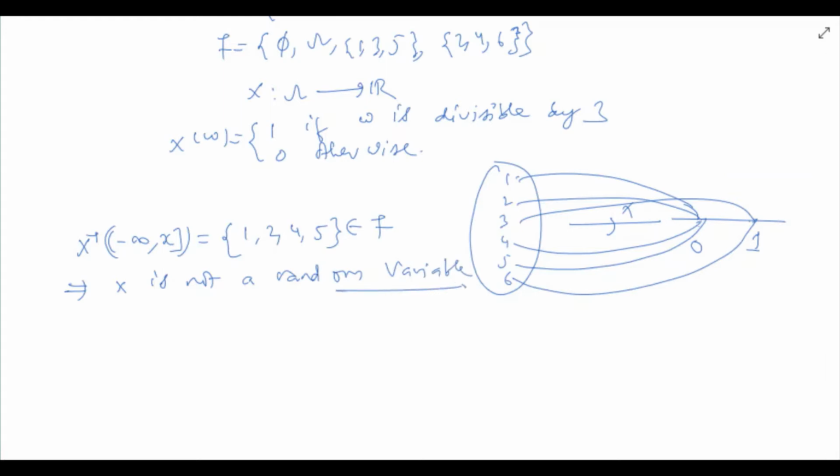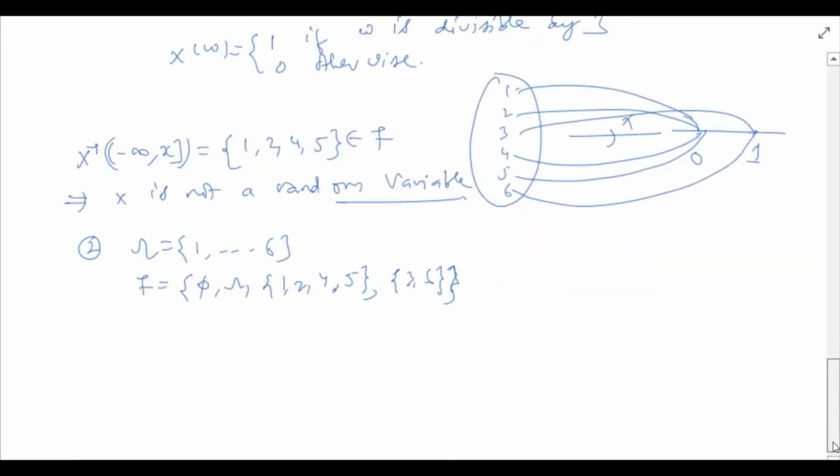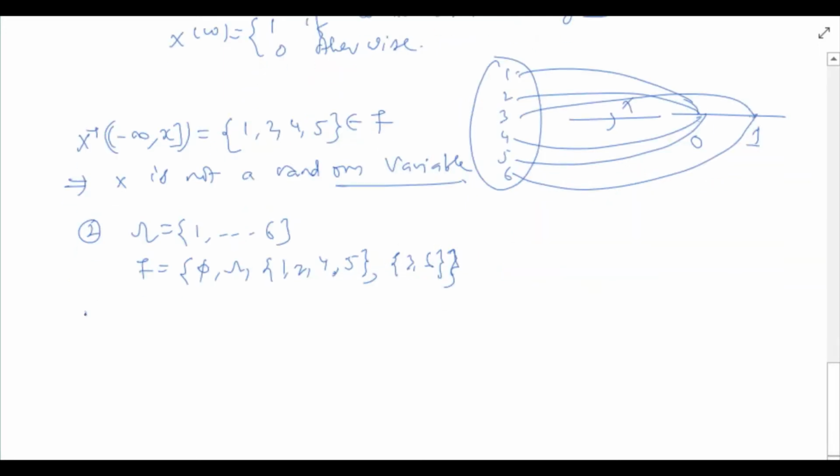However, let's consider the following example. Again, as before, omega is {1, 2, 3, 4, 5, 6}, but the event space now is {empty set, whole set, {1, 2, 4, 5}, {3, 6}}. Now it can be checked that for any small x on the real line, the pre-image of the set (minus infinity, x] will be part of script F.